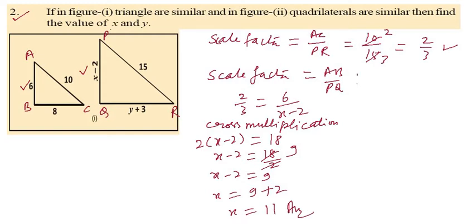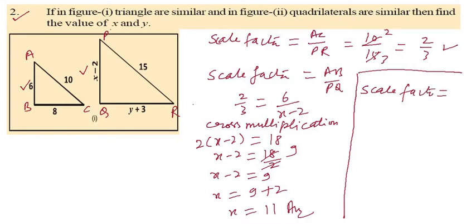Now come to the second answer. How can we find the second answer? You have to look at y. Once again you can write the scale factor. How can we find the scale factor? For BC upon QR, you can write here BC upon QR. Scale factor is given as 2 by 3 and BC, as you know, is 8. So you have to write 8, and QR is y plus 3. So you have to write y plus 3.